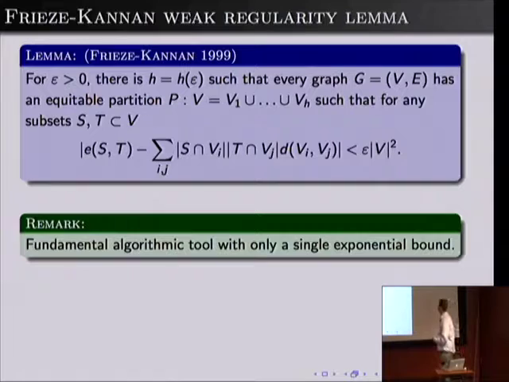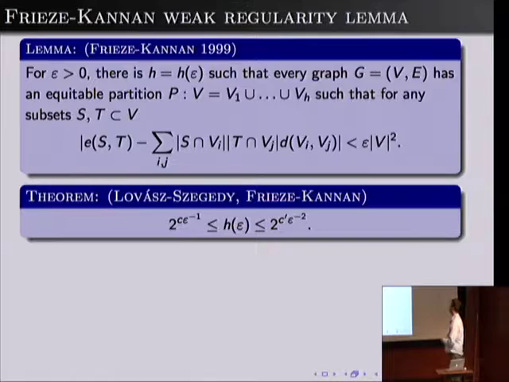So the key thing is that the number of parts is only single exponential type. And it's become a fundamental algorithmic tool. You can use it to get approximation algorithms for many problems of interest, for example, for max cut. For quantitative estimates, the proof gives an upper bound exponential in 1 over epsilon squared, and Lovász and Szegedy gave a lower bound which is exponential in 1 over epsilon. And if you could improve the upper bound and do so algorithmically, you'd get improved approximation algorithms for many problems, including max cut. So it's a basic question.